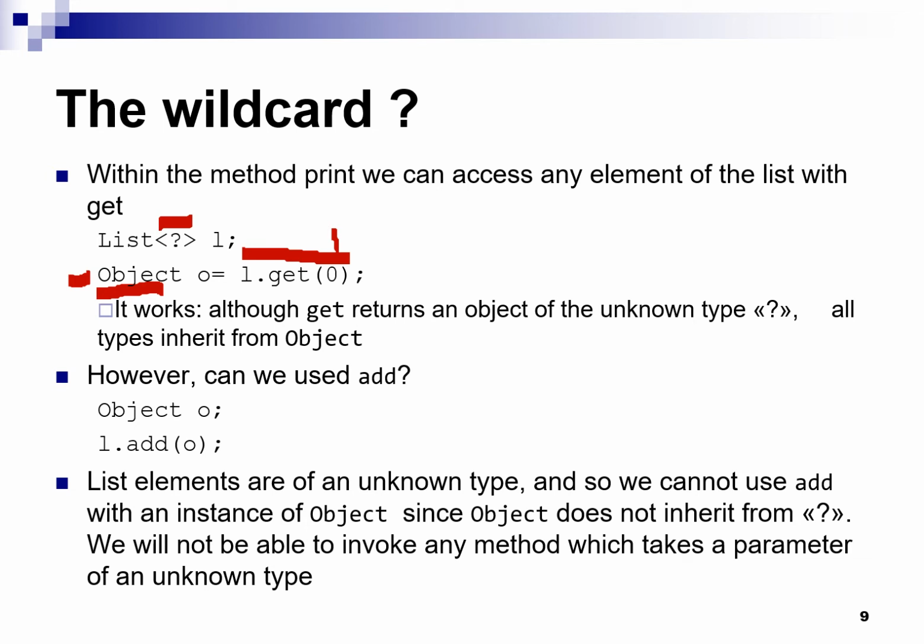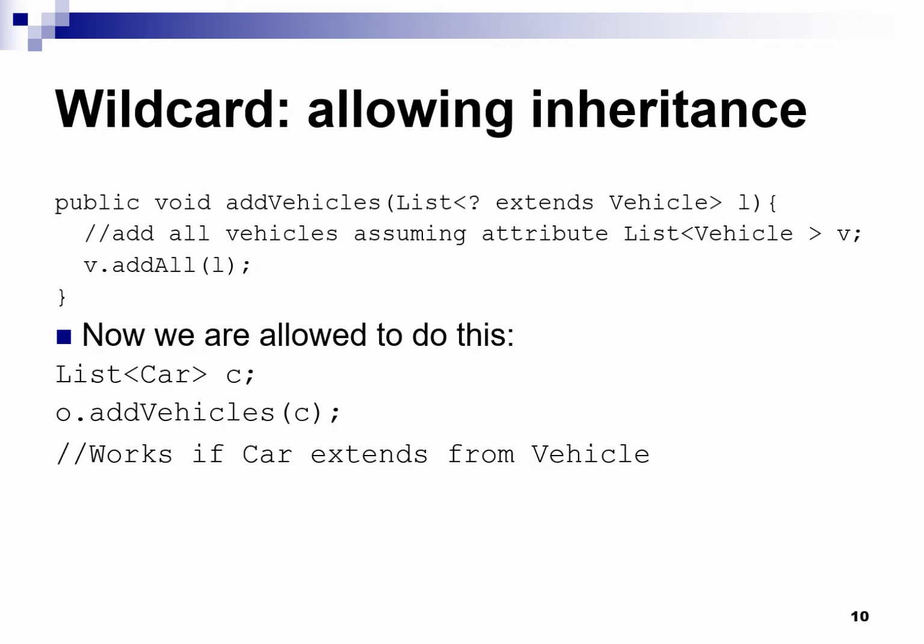This will work. Can we use add to add elements into a list of question mark? No, you cannot. Why is that? Even if I try to add an object, I will not be able to do it because we don't know what's the type of the list. It can be a list of integers, and therefore this would be wrong, right?